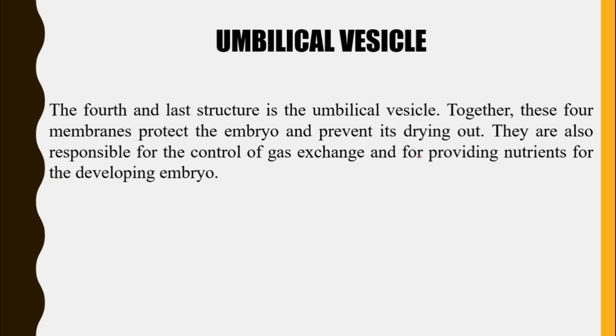Then the umbilical vesicles. What are umbilical vesicles? This is the fourth and last structure of the membrane. Together, these four membranes protect the embryo: chorion, amnion, allantois, umbilical vesicles. What do they do? They protect the embryo and prevent its drying out. They are also responsible for controlling the gas exchange and for providing the nutrients for the developing embryo.